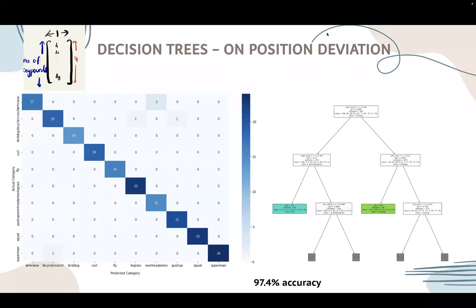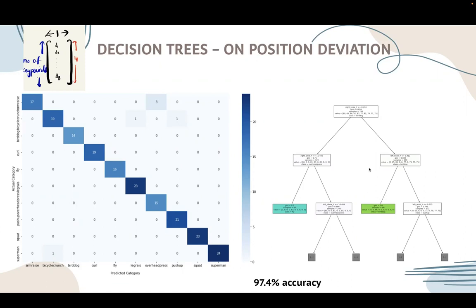Thanks, Sean, for explaining how we trained the K-NN model. Now I'm going to discuss the rest of the models. As mentioned in the heat map slides, we have passed these deviations to the decision tree for classification of various workouts using the thresholds over these deviation values.